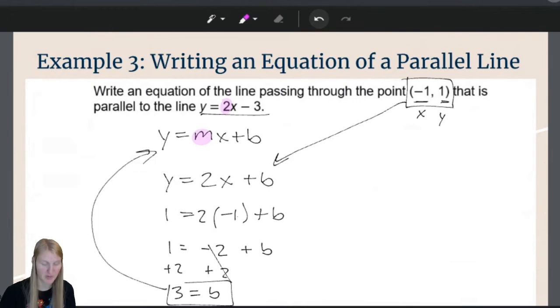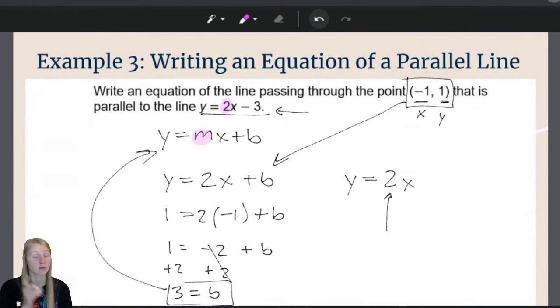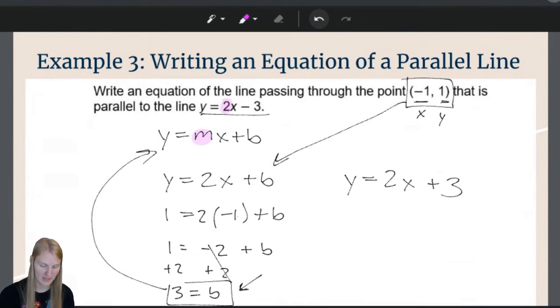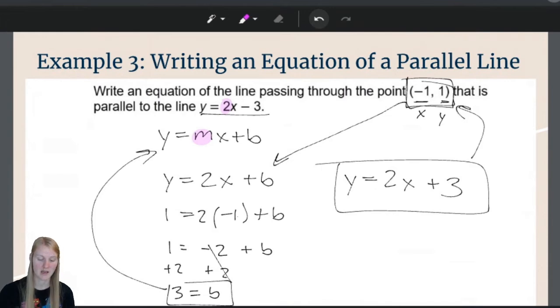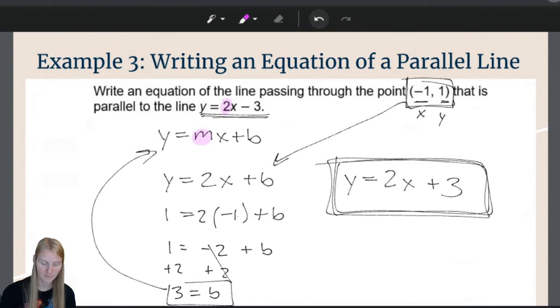And now I'm just going to put that in my original equation. So I have y equals 2x because I want the slope to be the same. That's what makes them parallel. Plus 3. Plus 3 because we solved for b. So this is the equation of the line that goes through this point and is parallel to this line. So this is our final answer. Y equals 2x plus 3.